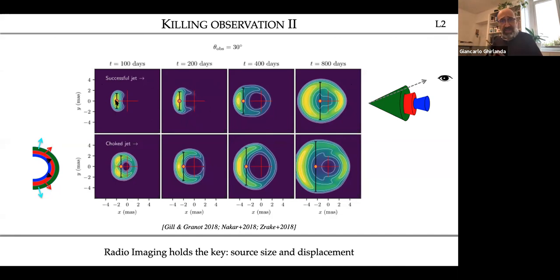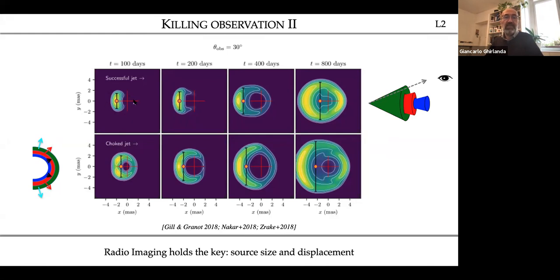Here you see a case of a simulation performed by Gilles and Granot, and then there are other works by Drake, 2018, where they simulate the image that one should see in the plane of the sky with real coordinates. Scales here are milliarcseconds. If you observe both these scenarios, oversimplified here, so the case of a structured jet or a cocoon, at an angle of about 30 degrees. And as you see, in the case of a structured jet, the jet is moving in this direction, so leftward in the slide.